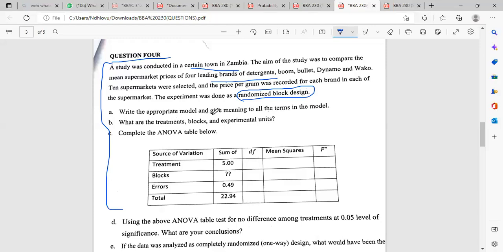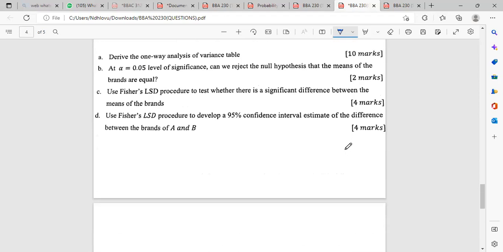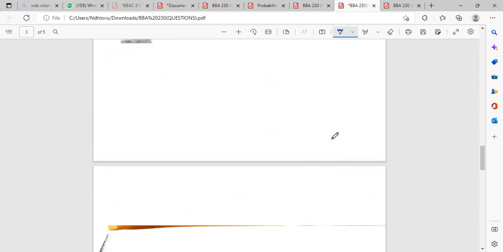Write the appropriate model and give the meaning of all items in the model. What are the blocks? What are the treatments and experimental units? Complete the ANOVA table. All right, then part D: using the information, test for no difference among the treatments at 5% level of significance. What's your conclusion? Then if the data was analyzed as completely randomized, which is one-way ANOVA, what would have been the conclusion?